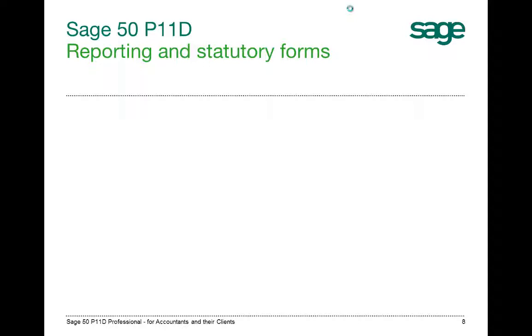So in Sage 50 P11D you can produce the following reports and statutory forms. You can produce the P9D Benefits and Expenses form. So this records expense payments and benefits provided for employees earning less than £8,500 per annum. As you would expect, you can create the P11D Benefits and Expenses form. So this records benefits in kind that are taxable and or subject to Class 1A National Insurance contributions for directors or employees earning more than £8,500 per annum.